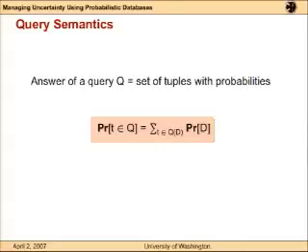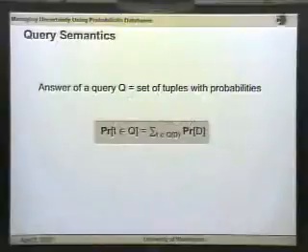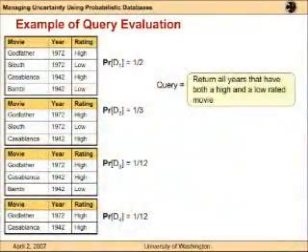How do you define queries over such a database? Well, the answer to a query is a set of tuples along with probabilities. To find the probability of a given tuple, you use this expression, which says that you evaluate the query on all possible databases, and you look at which of them give you the tuple as the answer, and you add all the probabilities. That gives you the probability of the tuple.